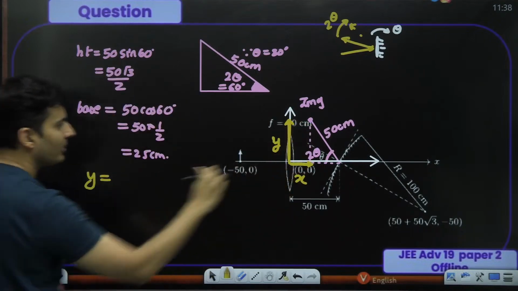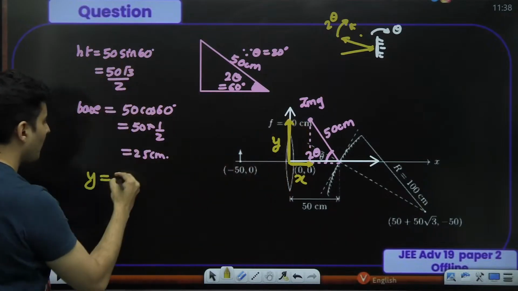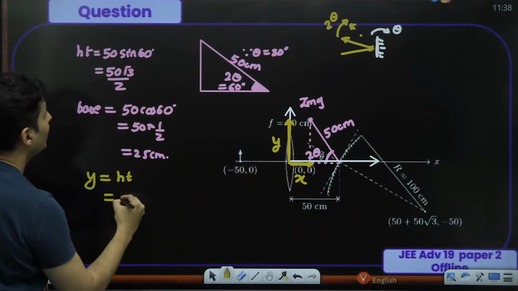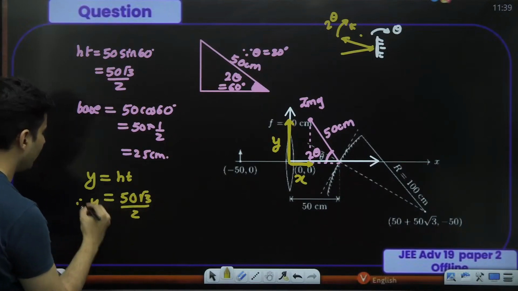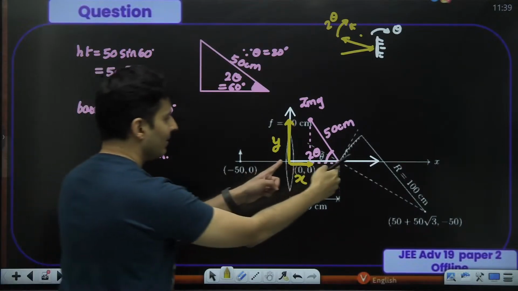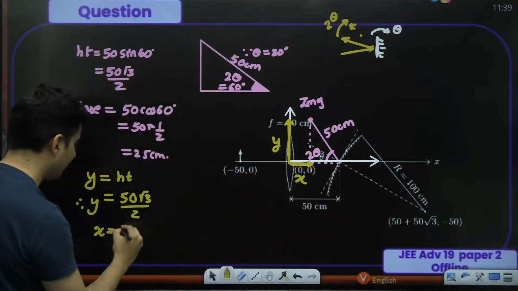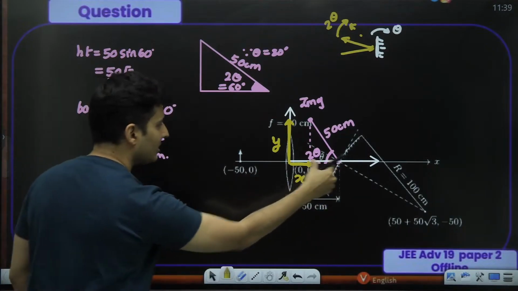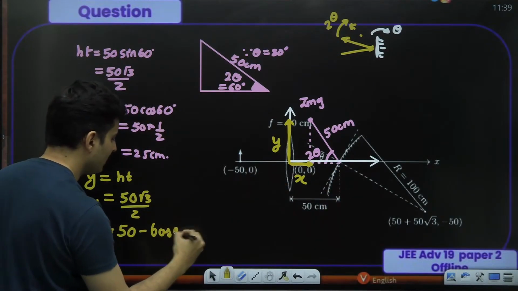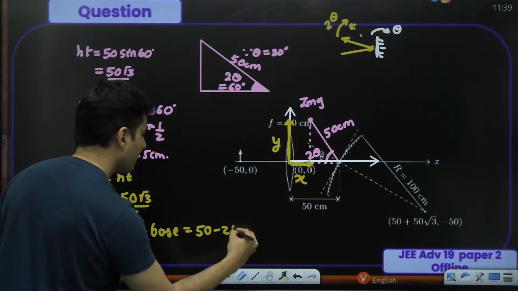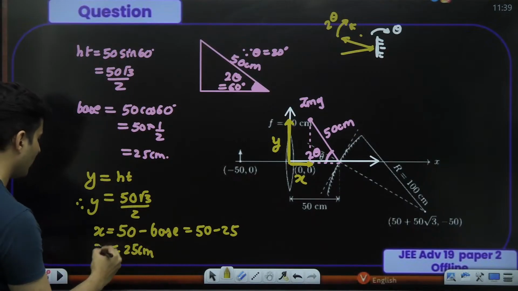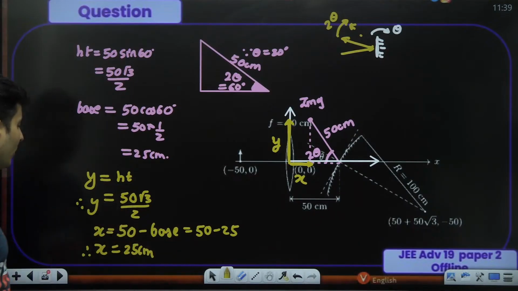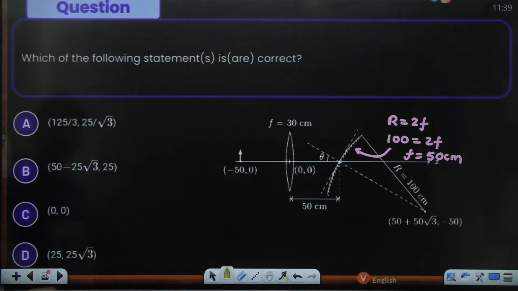Y coordinate is simple. It is still the height only. So it will be nothing but 50 root 3 by 2. That is your y coordinate. X coordinate will be this minus this. This is nothing but 50 minus this part, which is basically your base, which is 50 minus 25. So that will be nothing but 25 centimeters. So x coordinate is 25, y coordinate is 50 root 3 by 2.